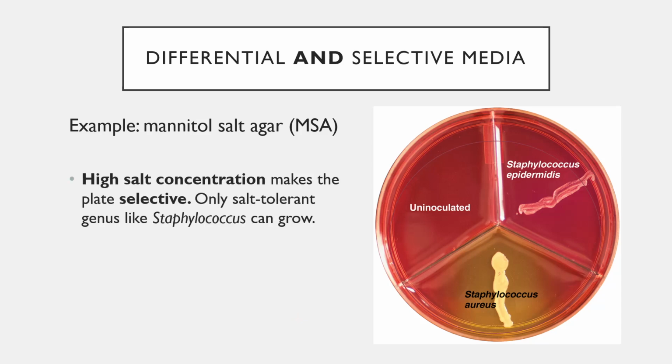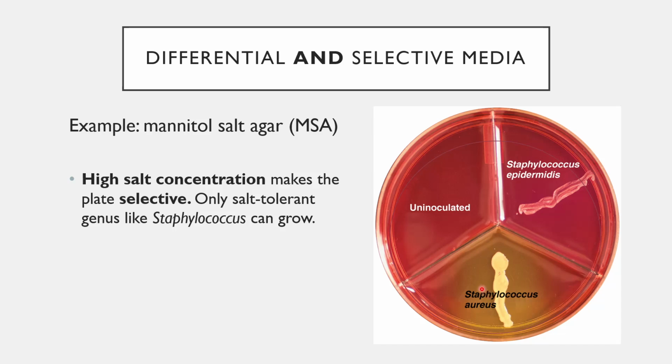The high salt concentration makes this plate selective, such that only special salt-tolerant genera of bacteria, such as Staphylococcus, can grow on its surface. However, within the genus Staphylococcus, there are multiple different types of species that sometimes need to be distinguished from each other. For example, here on this plate, we can see two different species of Staphylococcus, Staphylococcus epidermidis and Staphylococcus aureus.